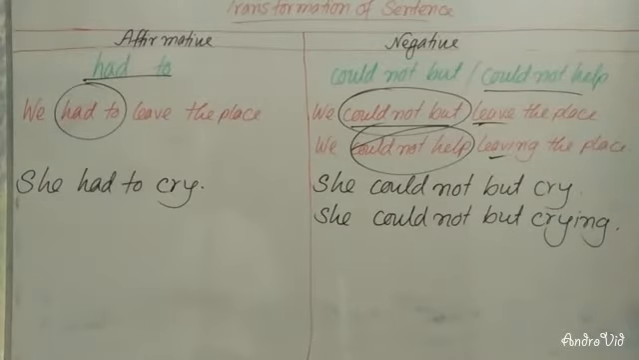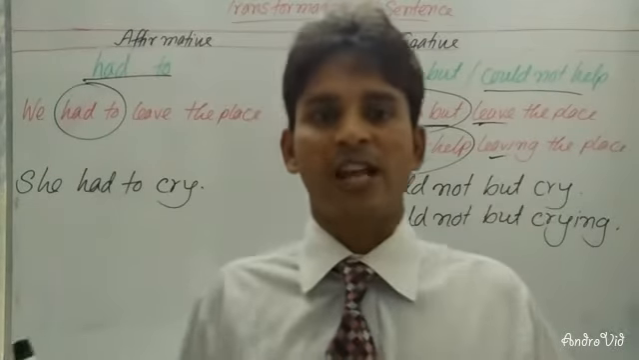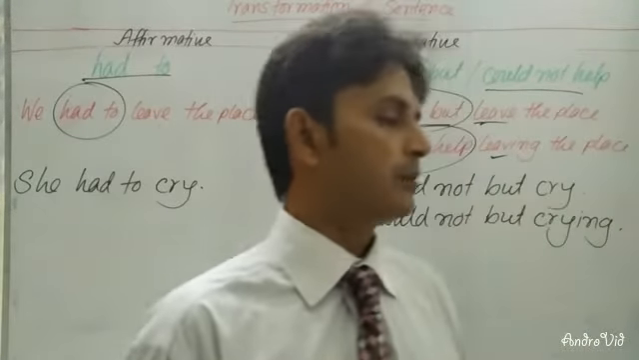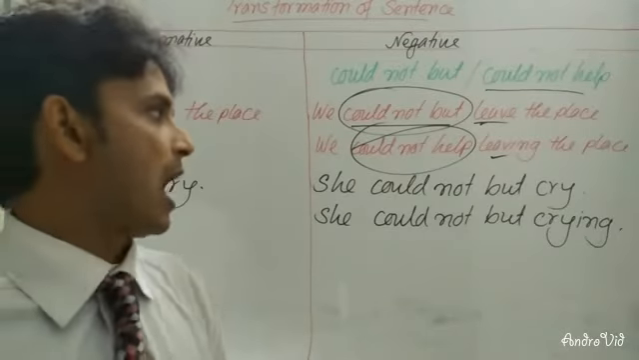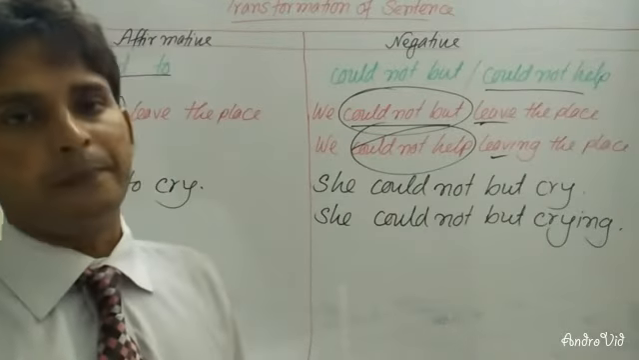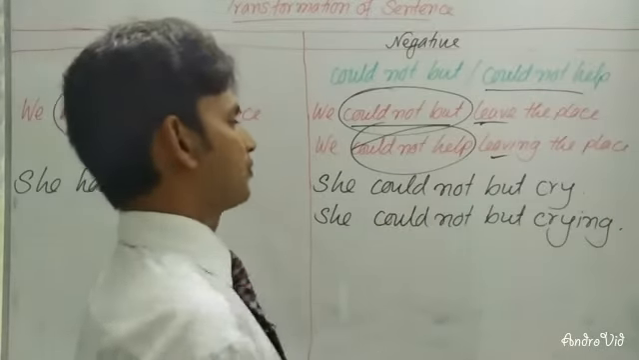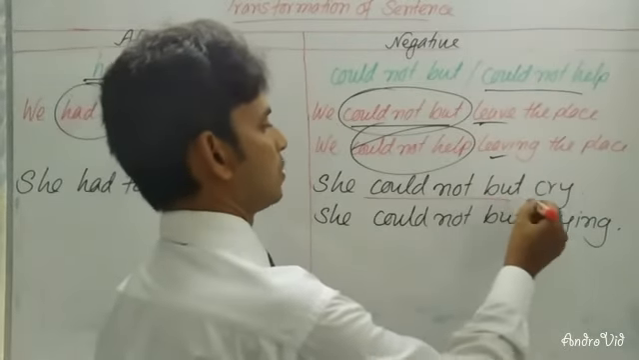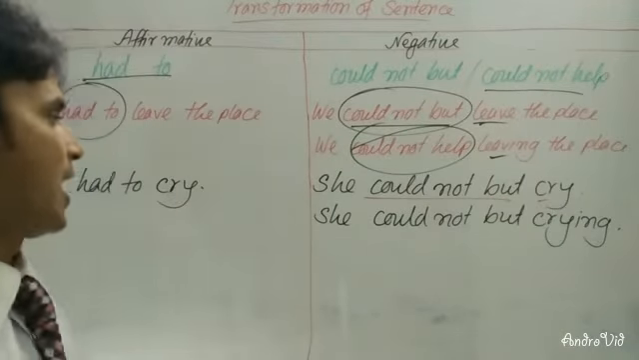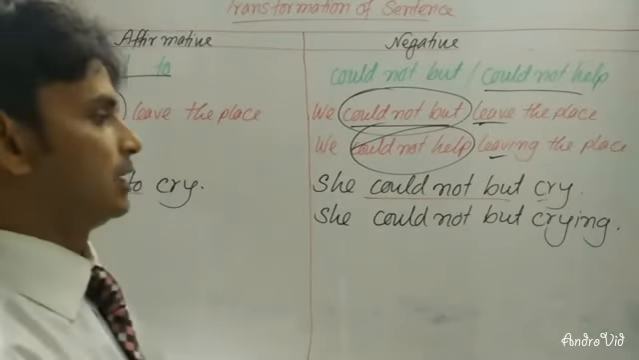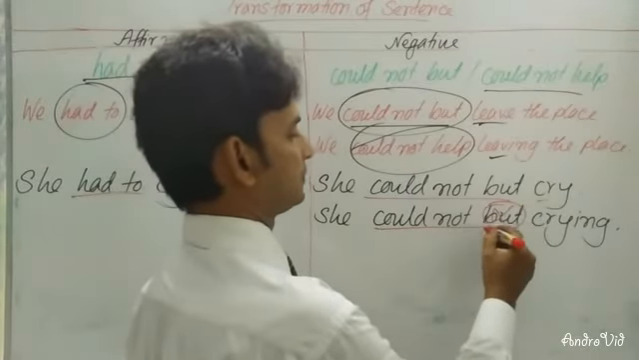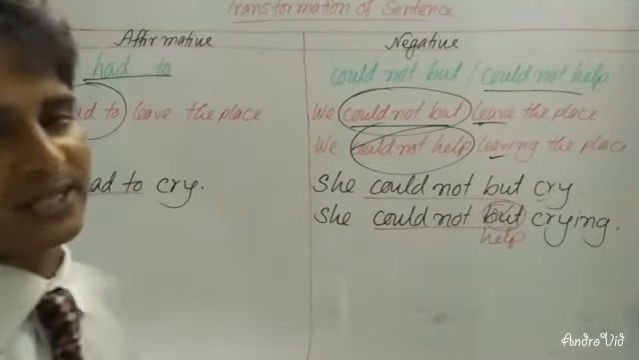Dear learners, on the board you can see that she had to cry here. In the affirmative sentence, that is she had to cry, after had to, I have used here present form of verb. And at the time of writing into negatives, you will have to use here could not but, then the present form of verbs. I have used here could not but, then present form of verb instead of had to. And you can also use here could not help, then ing with the present form of verb.